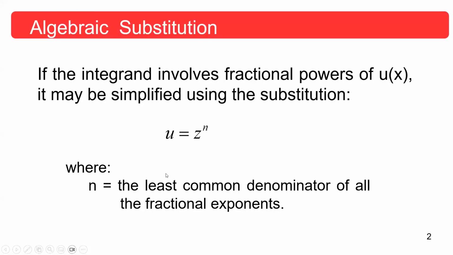So in this case, it says in here, the least common denominator of all the fractional exponents, if it involves exponents with fractions. So what we do here is, let's just say 1/2 and 1/3, guys. What's the LCD of 1/2 and 1/3? 1/6. So since 1/6 is the LCD, what we do here is, let z be equal to x to the 1/6, because it's x that contains the fractional powers. Therefore, I can say that z to the 6 is equal to x, right?